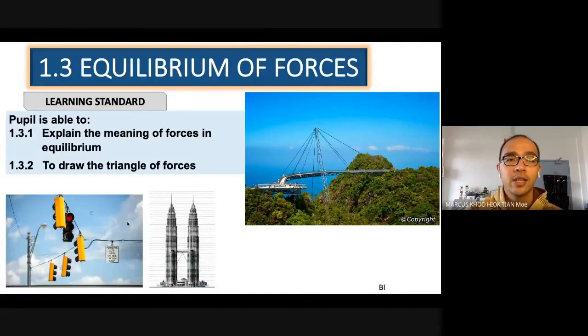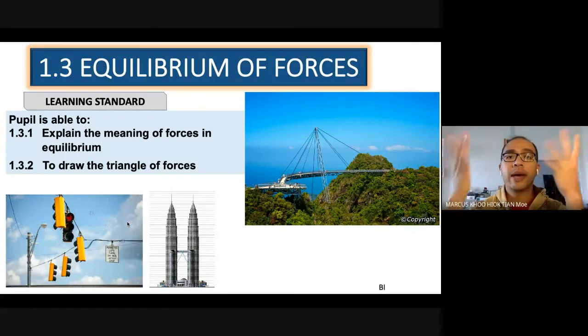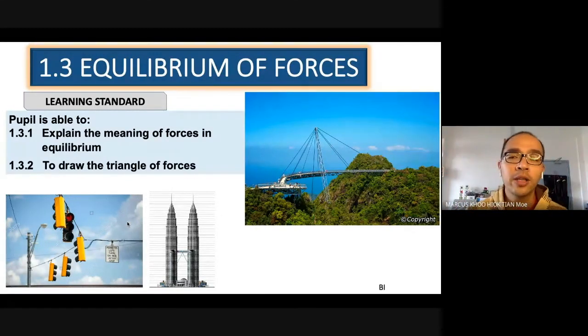Today we're going to be talking about equilibrium of forces. Today, as you can see, my hands are free because we're only using PowerPoint. I don't think I need to draw anything because everything is in a PowerPoint. And today we are going to talk about how to, number one, properly draw a free body diagram where the forces are in equilibrium.